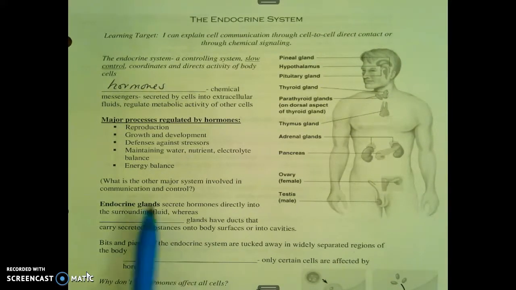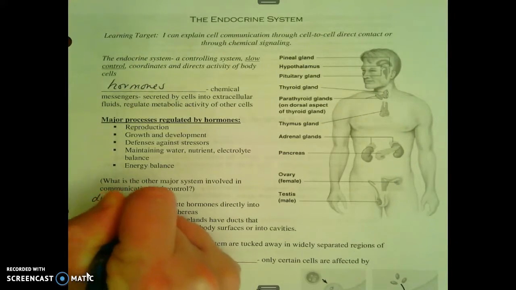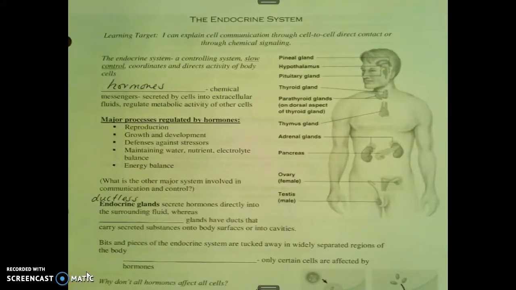Remember that the nervous system is the other major system involved with communication and control, but here we're just looking at a slightly slower control. Endocrine glands are characterized as secreting hormones directly into surrounding fluid, so we can also describe these as being ductless.